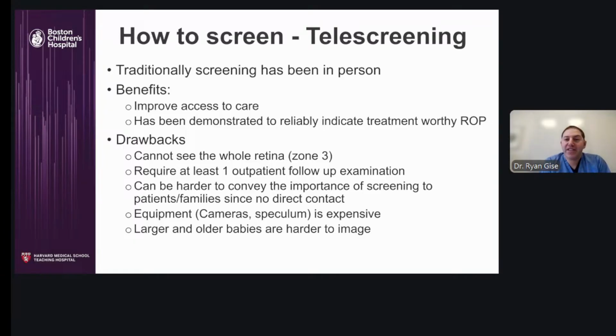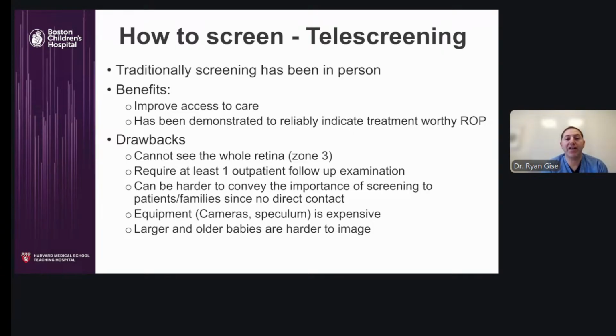And then one of the things I wanted to talk about was telescreening, which is something that we're doing a lot more at Boston Children's right now and across the world. Traditionally, obviously, screening has been in person, but there are some benefits to telescreening. It really does improve access to care. There are some places in the United States and across the world where there aren't ophthalmologists who are skilled and trained to screen for retinopathy of prematurity, or there aren't enough of them.